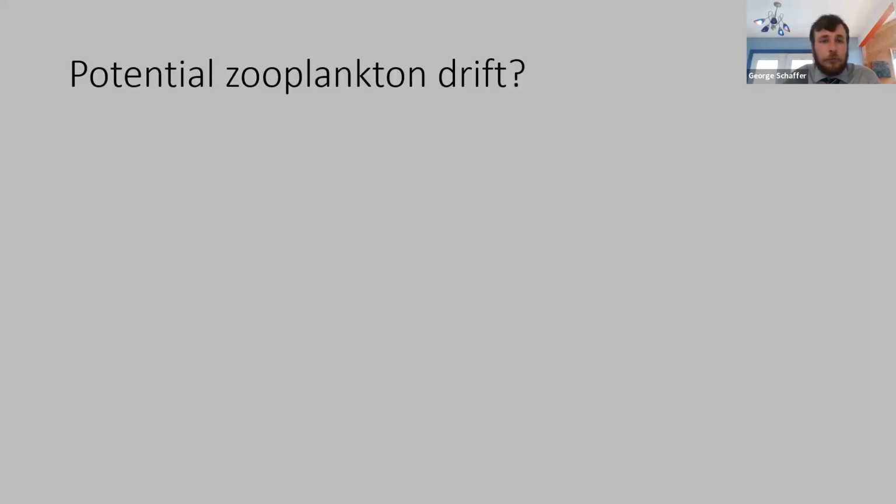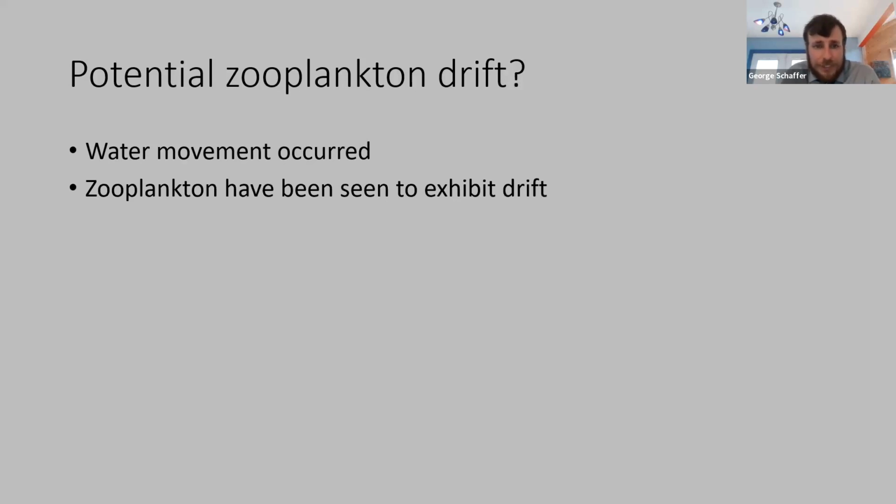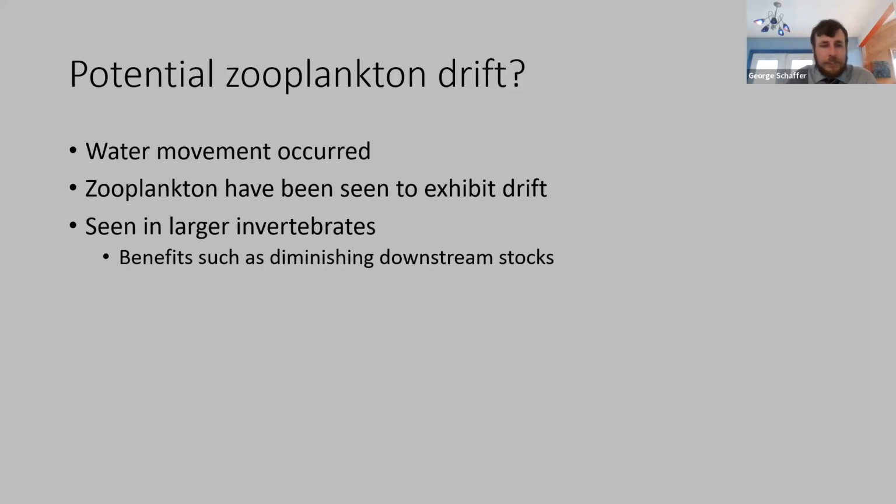or transport of zooplankton, because even though water velocity was still lower in the off channel, there was still some water movement that occurred within this habitat type. And zooplankton have been seen to exhibit drift in other systems. However, this phenomenon is largely associated with larger invertebrates such as aquatic insects, and the benefits to the insects would be to replenish diminishing downstream stocks or to move to high quality habitat.